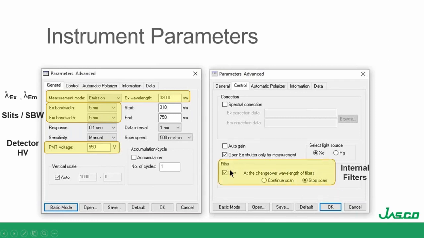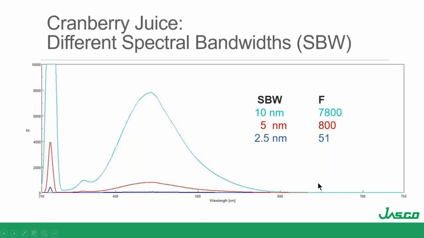Also important, because all monochromators kick out other orders of light, would be an internal filter set. And so, you know, you have control, you can turn them on, you can turn them off. It's nice to use these because we can get rid of some of that second order scatter contribution that may interfere. So let's look at each of these and see what kind of impact it has on spectra.